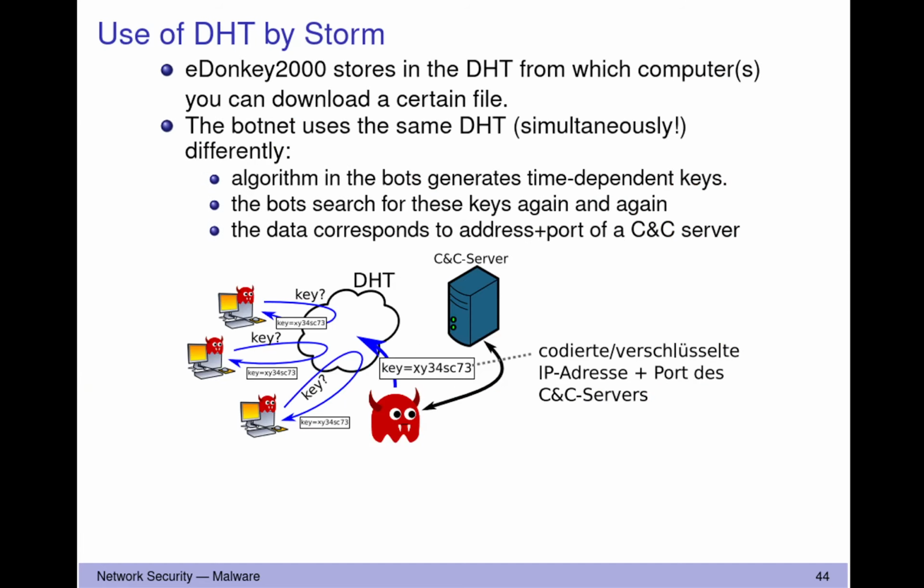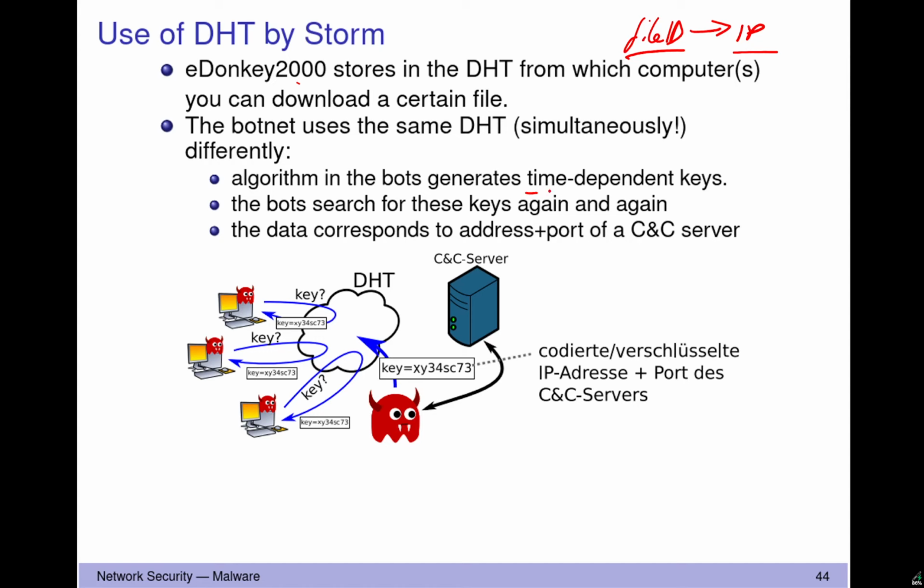So what did it do? In eDonkey 2000, what was the idea? What information did you store? In the file sharing network, the idea was that for a specific file ID that you have to know, you learn under which IP address you can download it. So this is the key, this is the data. And the botnet used a similar DHT.